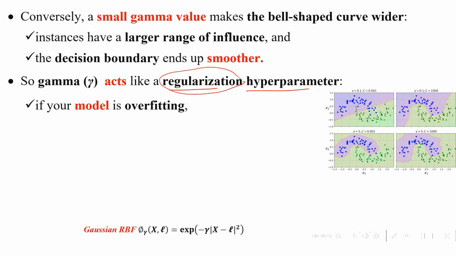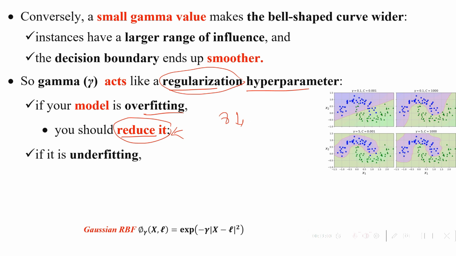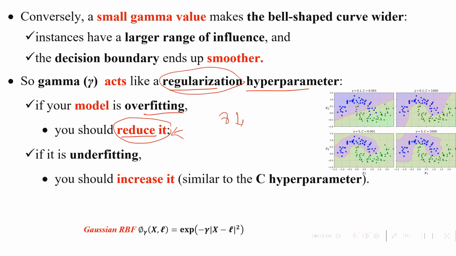Okay, if the model is overfitting, then we should reduce the gamma value. That is a very important point here. If the model is overfitting, we should reduce the gamma value. If the model is underfitting, at that time we should increase the gamma value, as well as the C hyperparameter. Like that, we have to change the values of gamma.